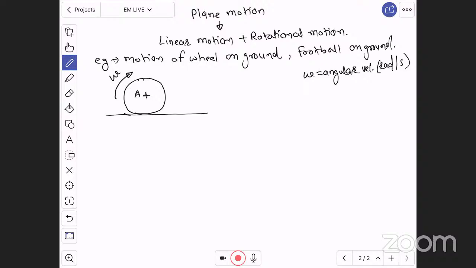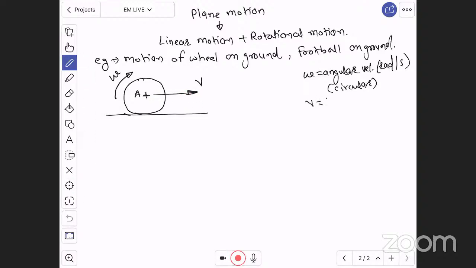Now here the wheel is rotating with angular velocity omega on ground, right? Omega is angular velocity in rad per second. Now while rotating, can you imagine this? The wheel of a vehicle is moving in forward direction also, right? Angular velocity is nothing but rotation, or we can say it is a circular motion, right? Angular velocity means circular motion. And also while rotating, the wheel will move in forward direction. Therefore there is a linear motion also.